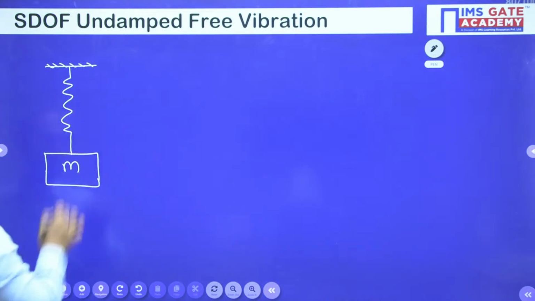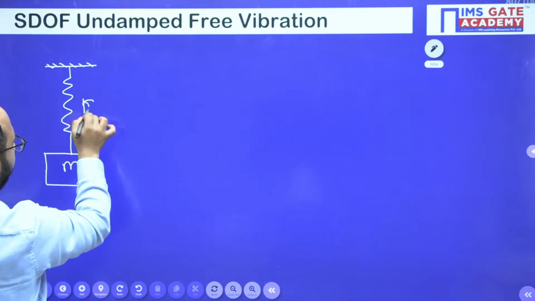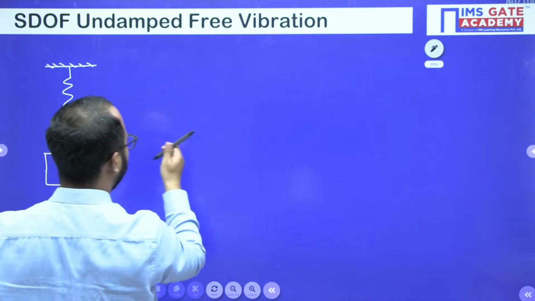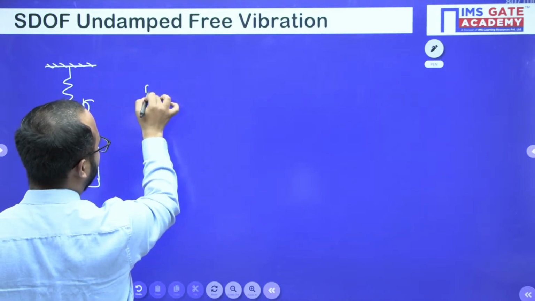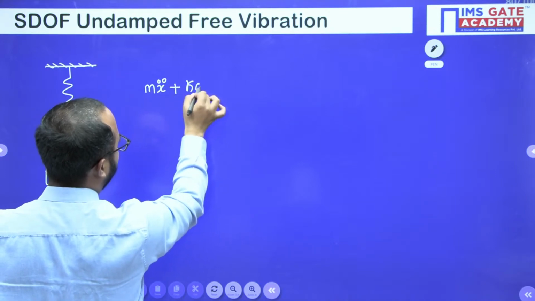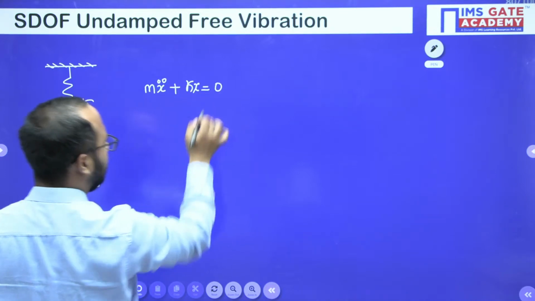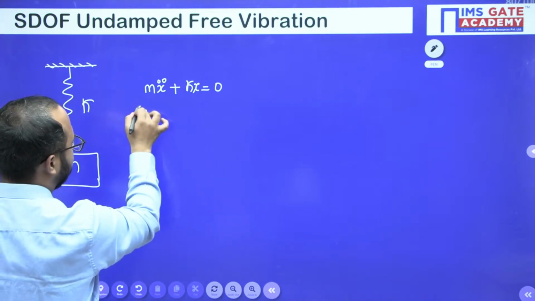There is a mass here, with a spring having a stiffness K. This is a very simple case of free vibration, but you should first understand the equation of motion. You can get this equation of motion using Newton's second law. Simple.